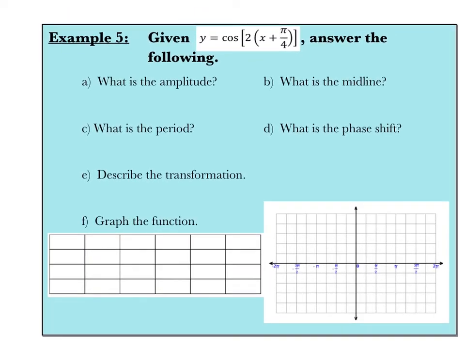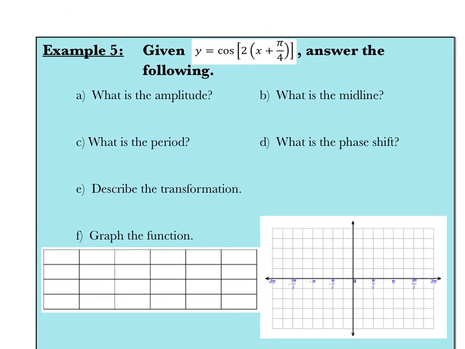We will skip 6, but we'll look at 5. All right, so we've got this and this. Amplitude, nothing out front, so my amplitude is still 1. Midline, I'm not adding or subtracting, so that's still y equals 0. Period is 2 pi. In this case, k is 2, so I'm going to take 2 pi over 2. So my period is going to be pi.